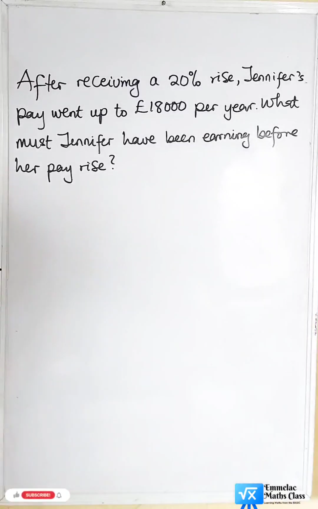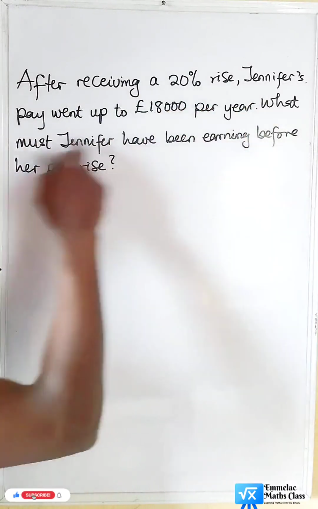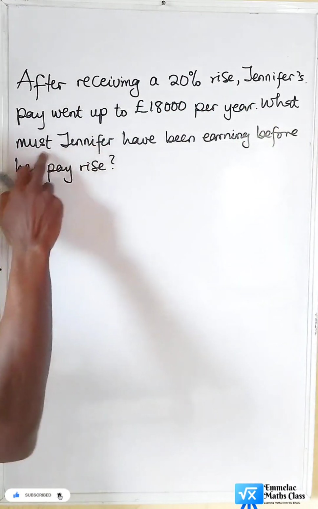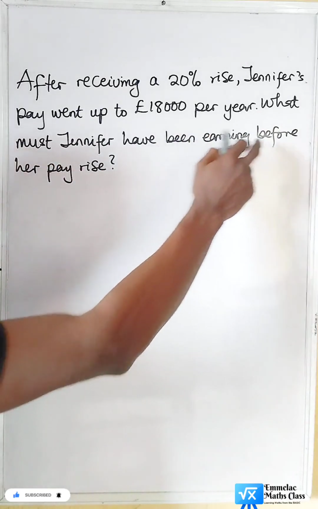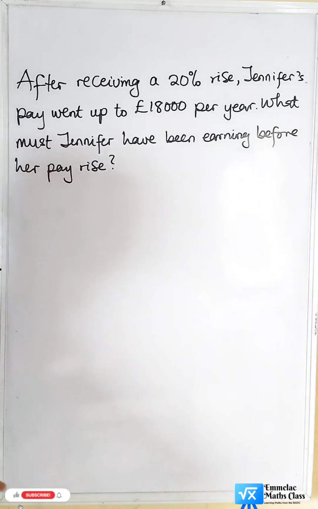Now let us solve this math question. After receiving a 20% rise, Jennifer's pay went up to £18,000 per year. What must Jennifer have been earning before her pay rise? I will use two methods to solve this.